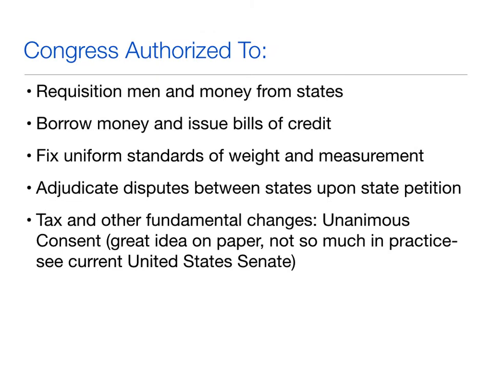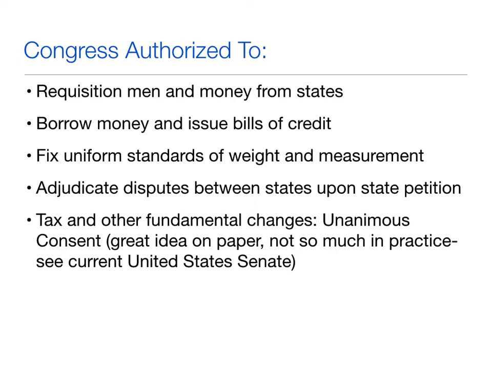In this new system of government, Congress did have a few important authorities. They could requisition men and money from the states, so they can call for so many people from each state to fight the war. They could ask the states to send so much money. They could borrow money and issue bills of credit with the purposes of funding the government. They could fix uniform standards of weight and measurement to establish economy, to establish trade, to regulate trade. They could adjudicate disputes between states upon state petition. So if there are major disagreements between the states, Congress had the authority to solve those as long as the states petitioned Congress to deal with them.